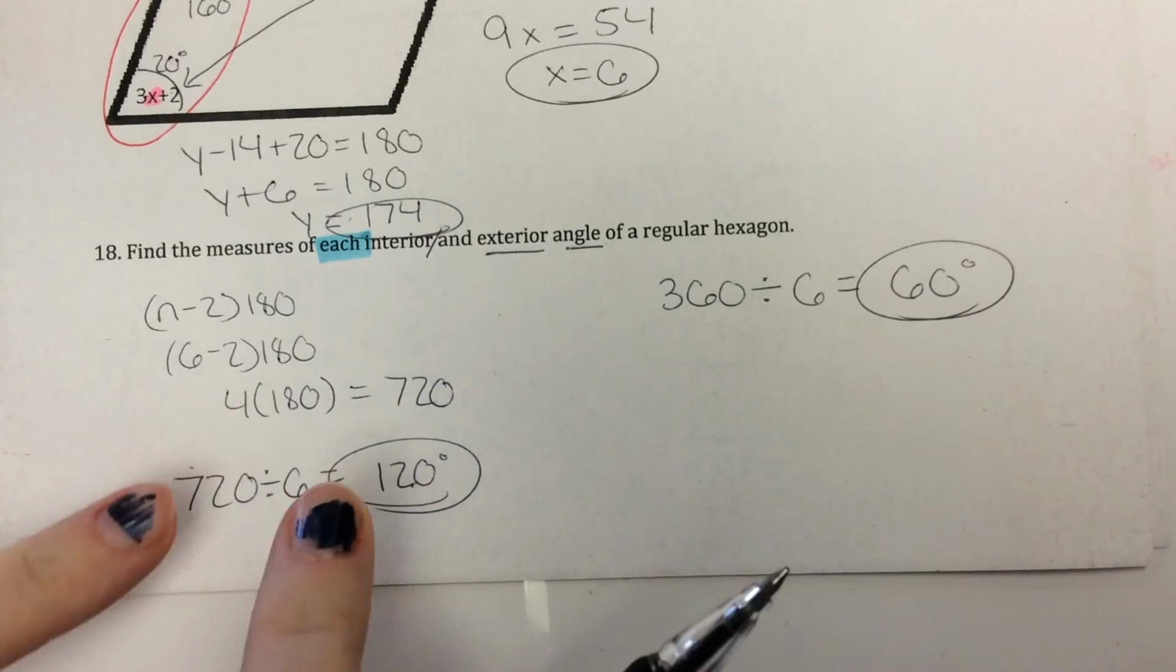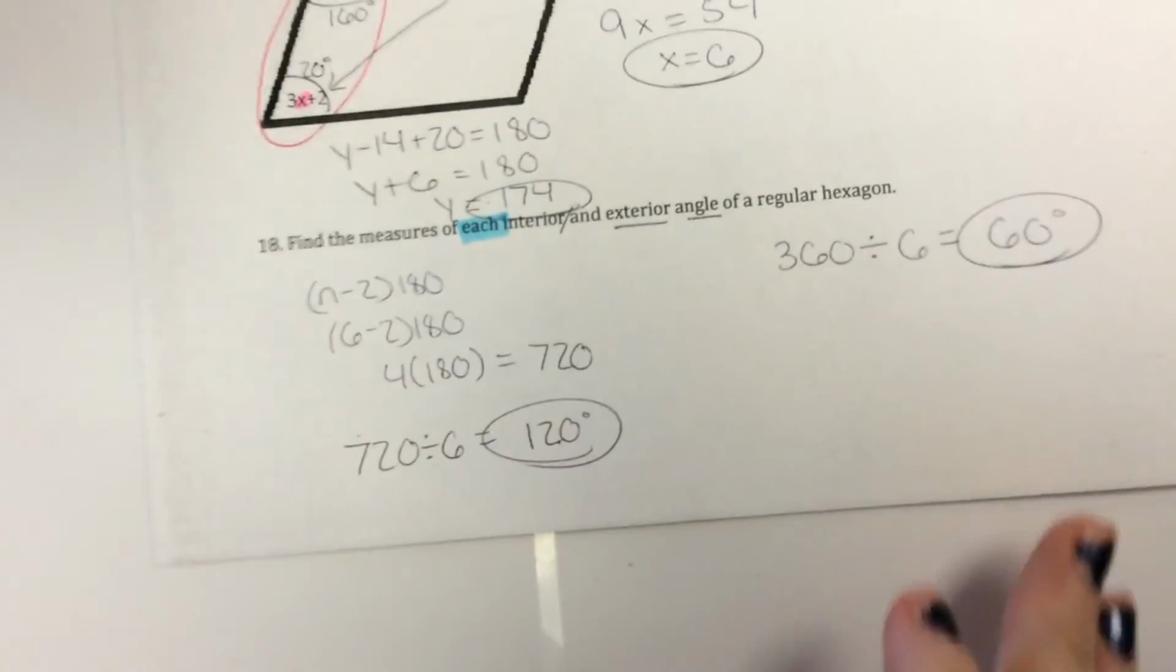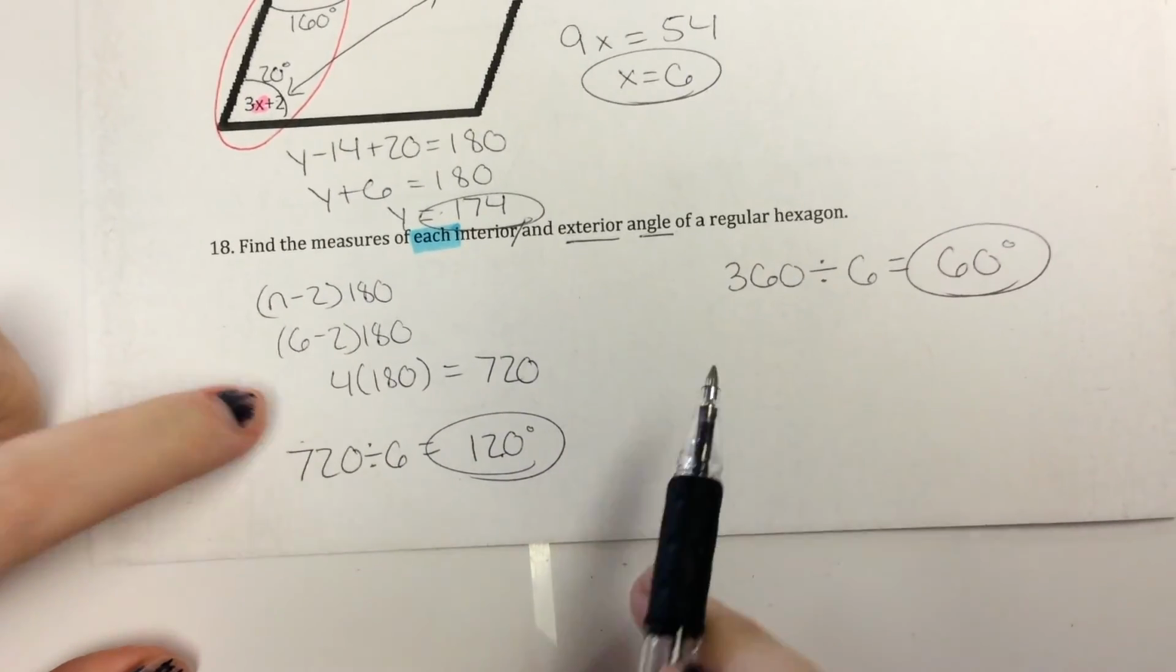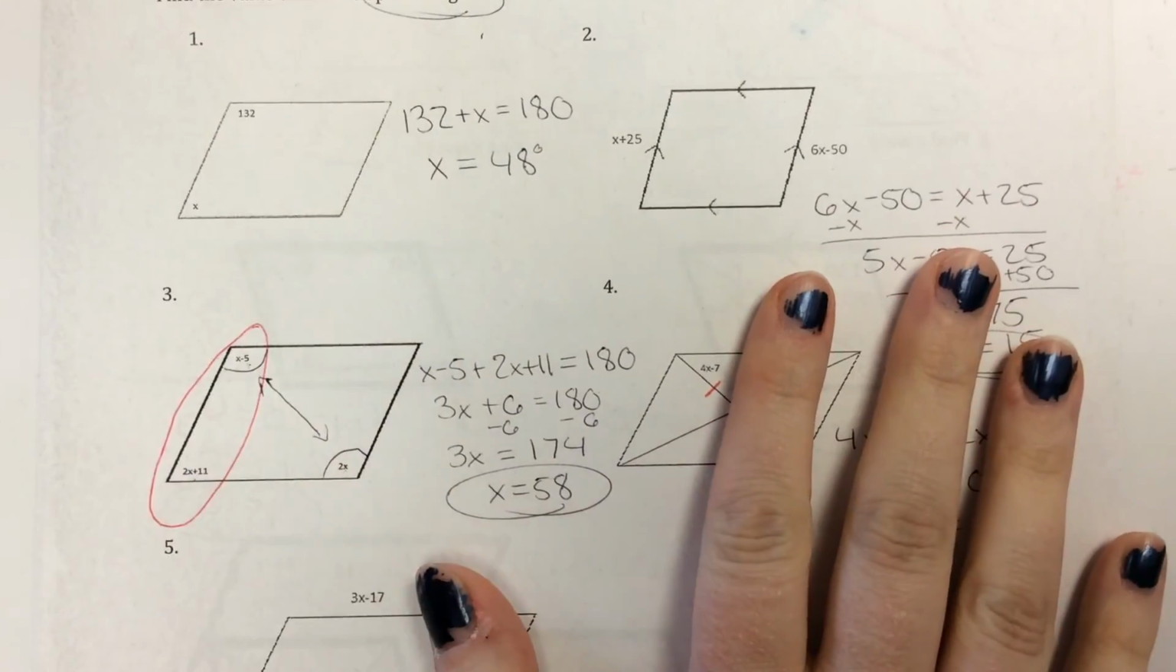Be really careful with this one. There is a problem exactly like this, just with different numbers, on your quiz. So like I said, be careful. All right, and it looks like that's it. That's the last one.